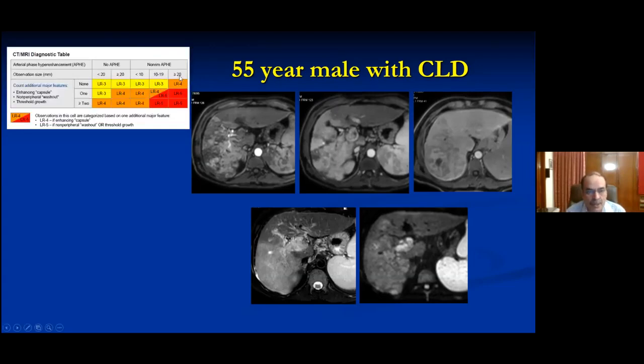Lesion is larger than 2 centimeters. It shows you definite arterial phase non-rim enhancement, shows you venous washout. We know that this is a lesion which can be categorized as LR5 since there is thrombus in the portal vein, which looks like a malignant thrombus. So we're going to call it LR5 TIV, with tumor in vein.